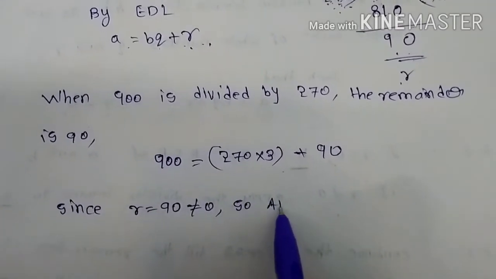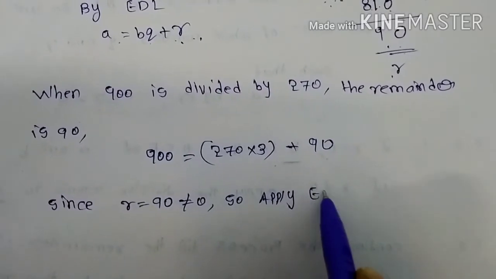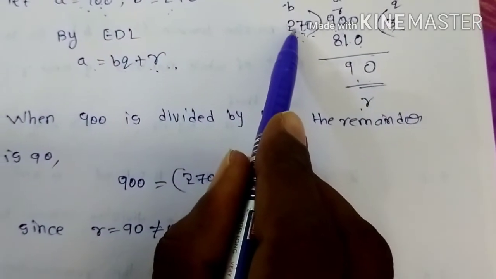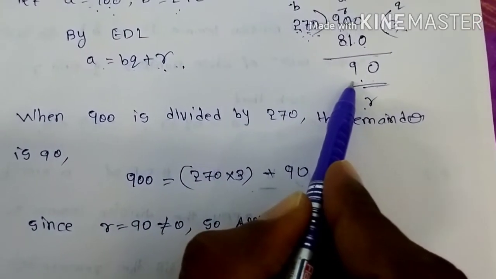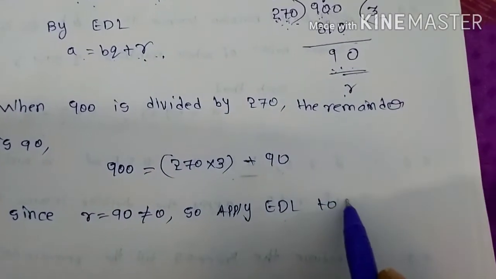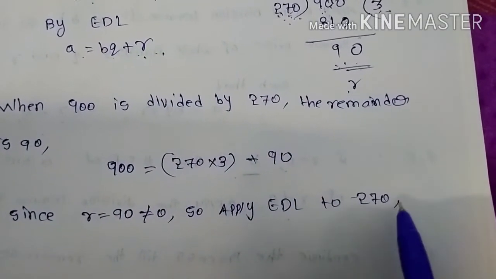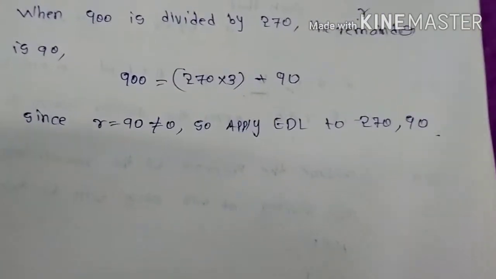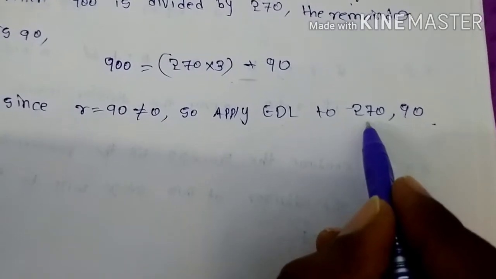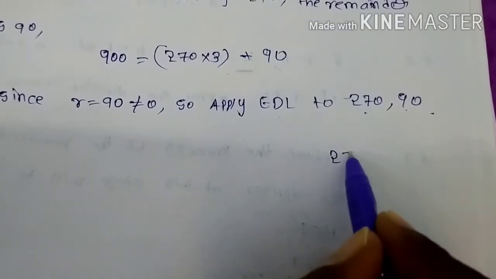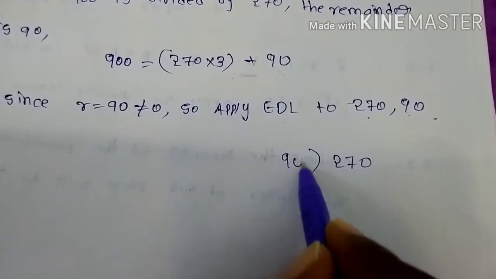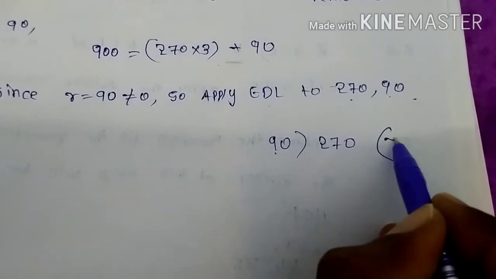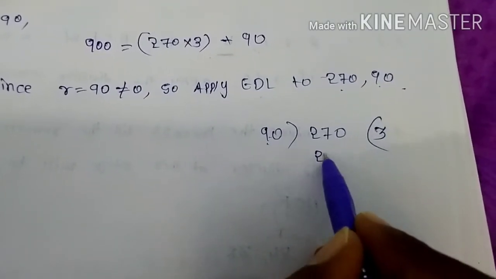So, apply Euclid division lemma to which numbers you have to apply? Divisor and remainder only. You can apply to divisor and remainder. That means you can apply to 270 and 90. See, now you have to divide 270 with 90. It's very easy. 270 with 90. See here, 9 table, 9 1 is 9, 9 3 is 27. That means can I take 3 times, 9 3 is 27. That means you can write 270.